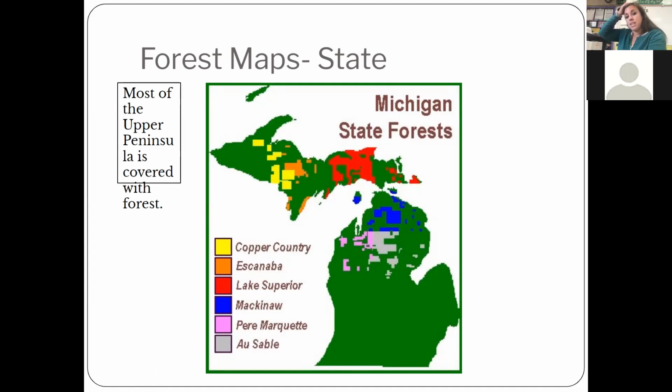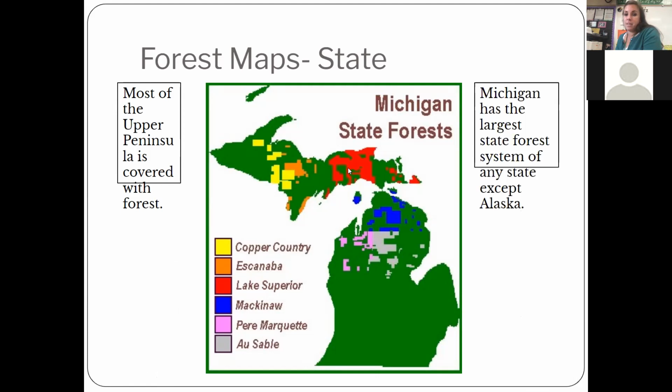Just so you know, the Upper Peninsula, as we can see in these maps, are pretty much all covered in forests. There are some cities, some big cities in northern Michigan in the Upper Peninsula, but really it's mostly forest. And Michigan has the largest state forest system of any state except Alaska. Alaska beats us with having the most state forests, but we're number 2, which is pretty cool.